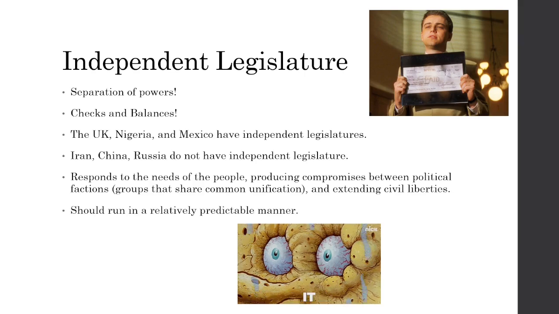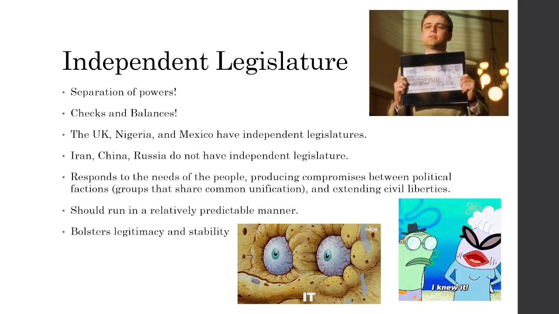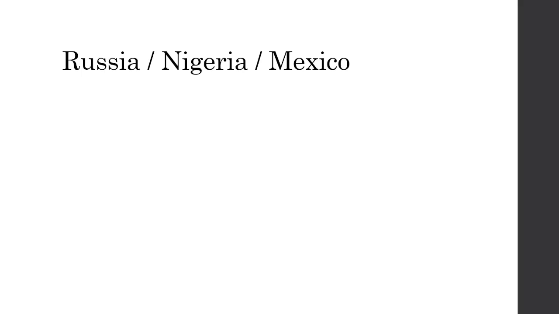Now, something else to point out is that these independent legislators should run in a relatively predictable manner. So people who are electing these officials expect their officials to act in a certain way, act in those interests, because they are representing the voters. In most cases, in the House of Lords, it doesn't really happen that way. And independent legislators, for the most part, will bolster legitimacy and stability because people will think they're running correctly.